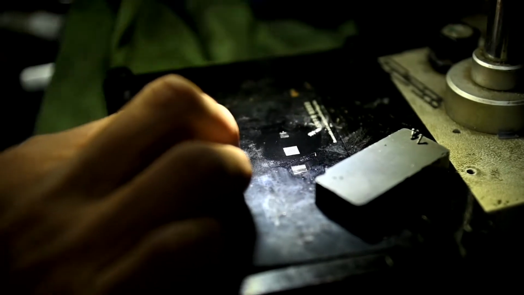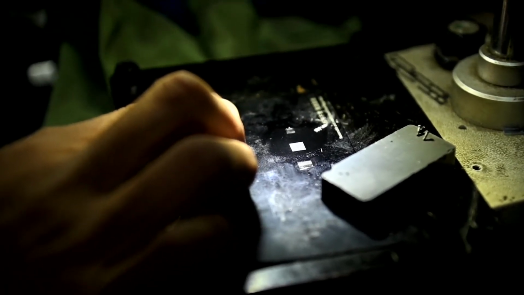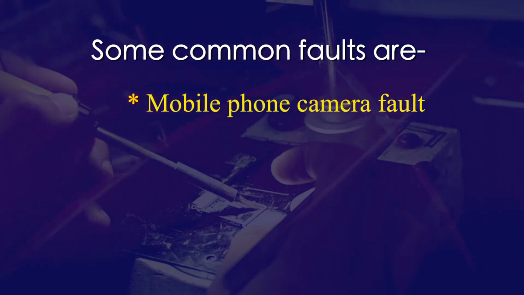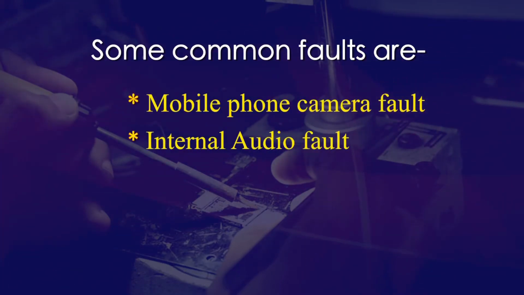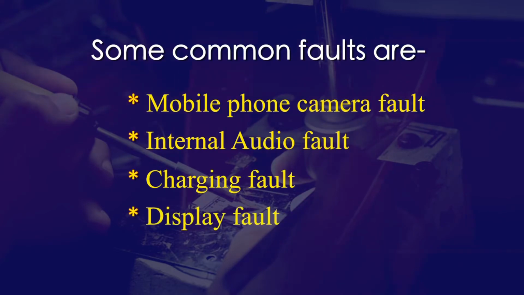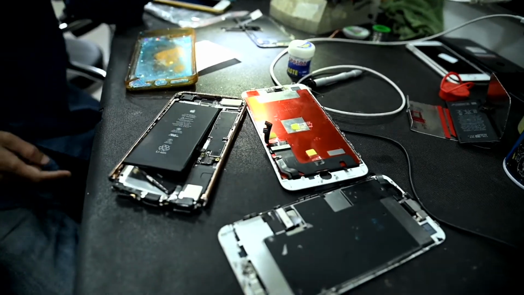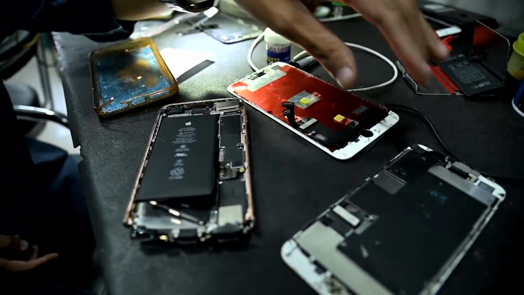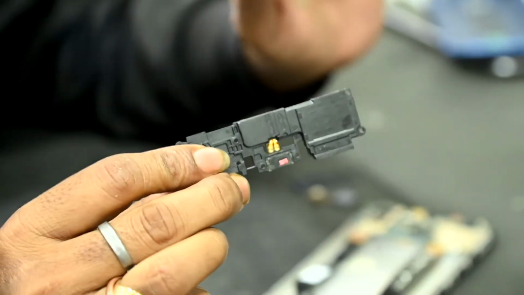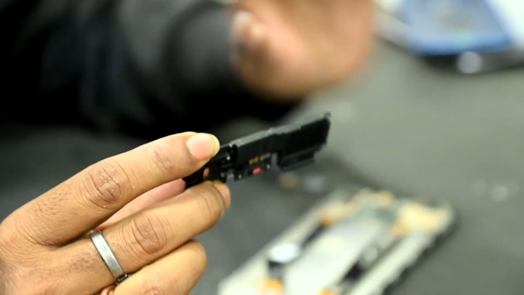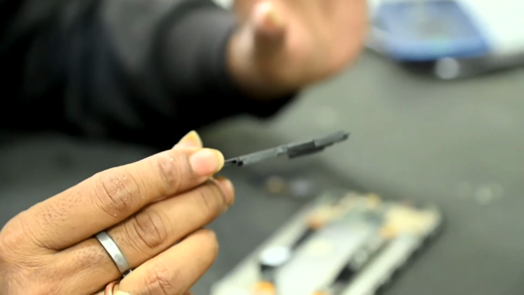Also, after completing the checking, clean the PCB with liquid crystal cleaner. Some of the common faults are mobile phone camera fault, internet audio fault, charging fault, display fault, no network, etc. Now let us see a demonstration of repairing a mobile phone. This is a speaker. It is also known as the ringer. It is used to produce sound for events like incoming calls, incoming messages, alarms, or to play a song.